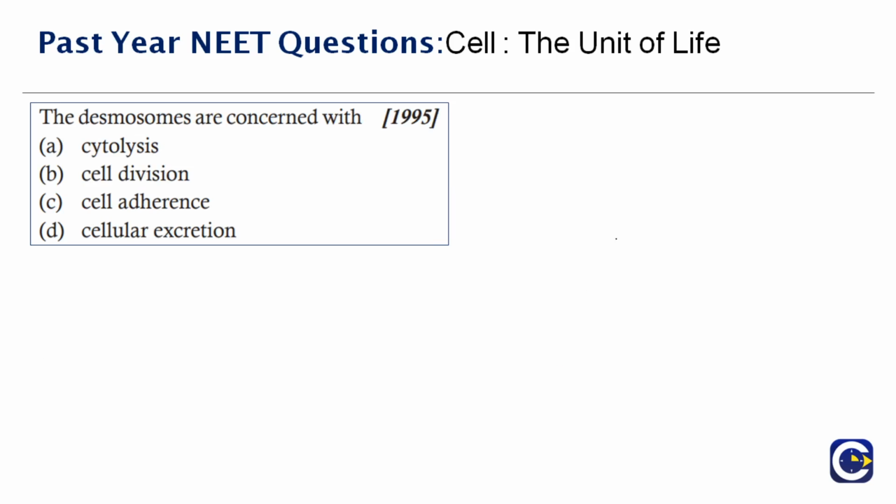Next question was again asked in the year 1995. Desmosomes. What is it? Desmosomes are concerned with dash. Okay, so you're given 4 options here. Cytolysis. What do you mean by lysis? Breaking or killing, whatever. So cytolysis means cell breaking, cell division, or is it concerned with cell adherence or cellular excretion.